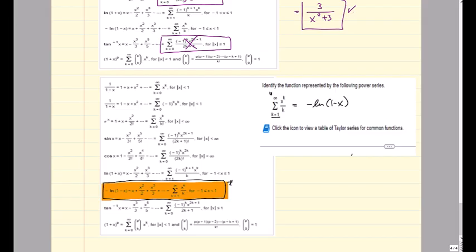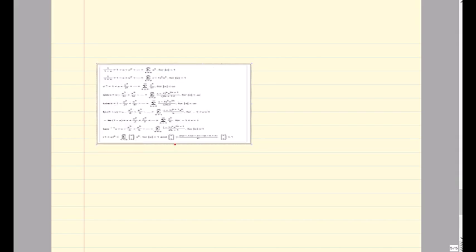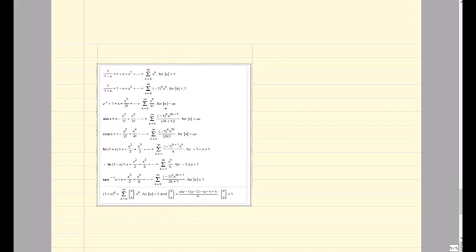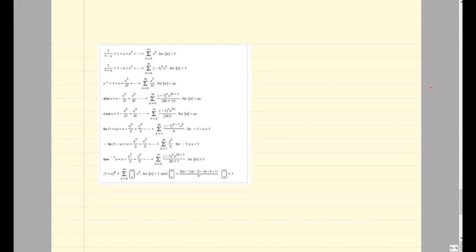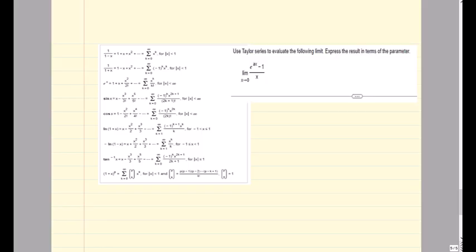Hopefully this last one that we're going to be looking at is a little more difficult. So let's use that table and have that process of elimination again. I'm going to put the entire table up. And we won't need most of it, but it's okay. It's better to have too much information than not enough. So last problem here. It says use the Taylor series to evaluate the following limit. Express the result in terms of the parameter.